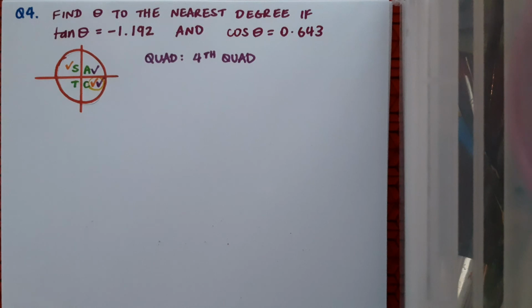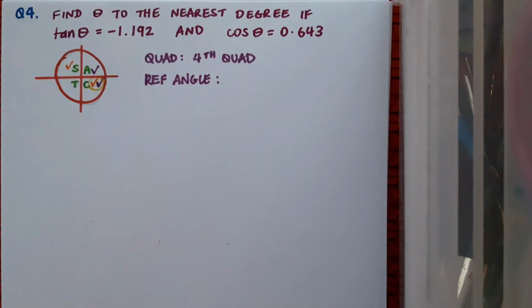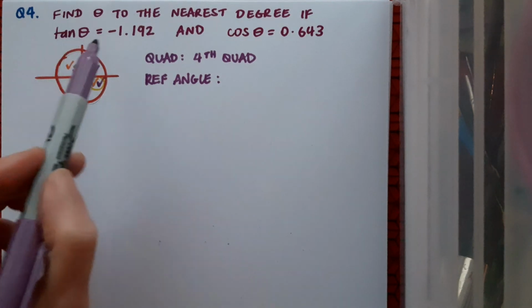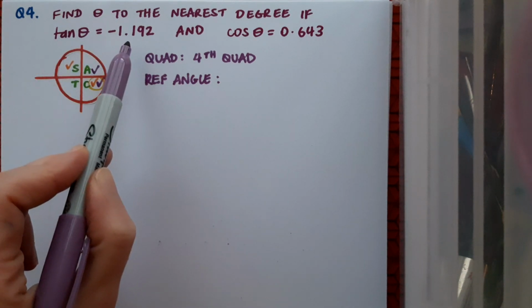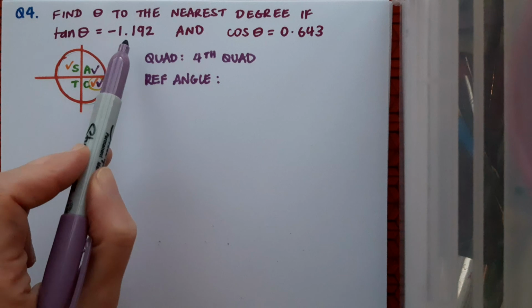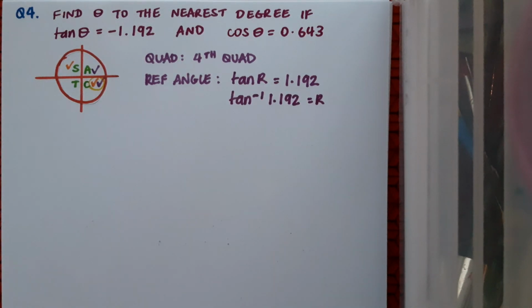Next, I'll find my reference angle. Again, to find the reference angle, I can use either of my trig ratios. It really doesn't matter which one, as long as I take the positive versions of them. So I'm just going to go with the first one. So I'm going to say the tan of theta is minus 1.192. So the tan of the reference angle is just the positive version of this, 1.192. And then I'm going to use my calculator to work out the value of r. So I'll tan inverse my 1.192. And r is 50 to the nearest degree. And again, the question asked me to round to the nearest degree, so I'm happy to do that now.